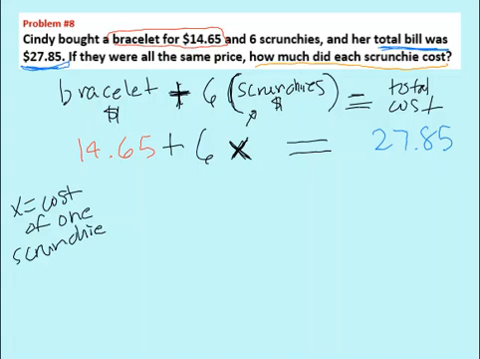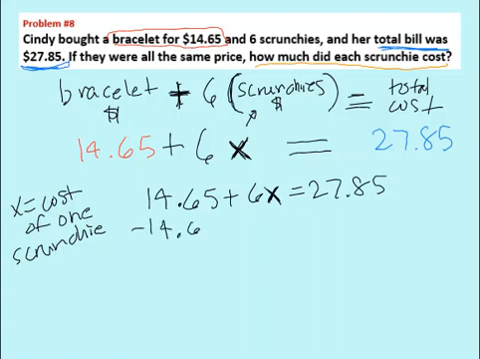So now I'm going to rewrite this equation so it's a little bit closer together. 6x equals 27.85. So now I want to get the x by itself. The first thing I'm going to do is deal with my constant by writing the opposite value, which is a negative 14.65. So now I'm going to do that on my calculator. And I get 6x equals 13.20. And I'm going to divide each side by 6.